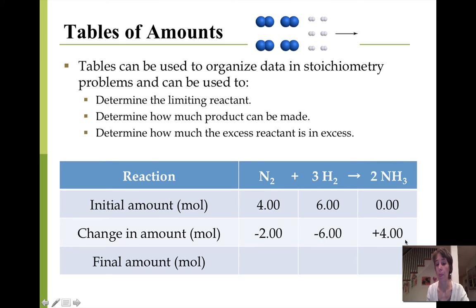And so that molar amount of ammonia is going to be increasing, since it's a product, by 6 moles. Then the last line here is the final amounts of the reactants and products. And so this is simply the sum of the initial amount and the change. Reactants' molar amount should always be decreasing, so 4 minus 2 is 2, 6 minus 6 is 0, and then product should be increasing. So we went from 0 and added 4 moles of ammonia to give us 4 total moles of ammonia.